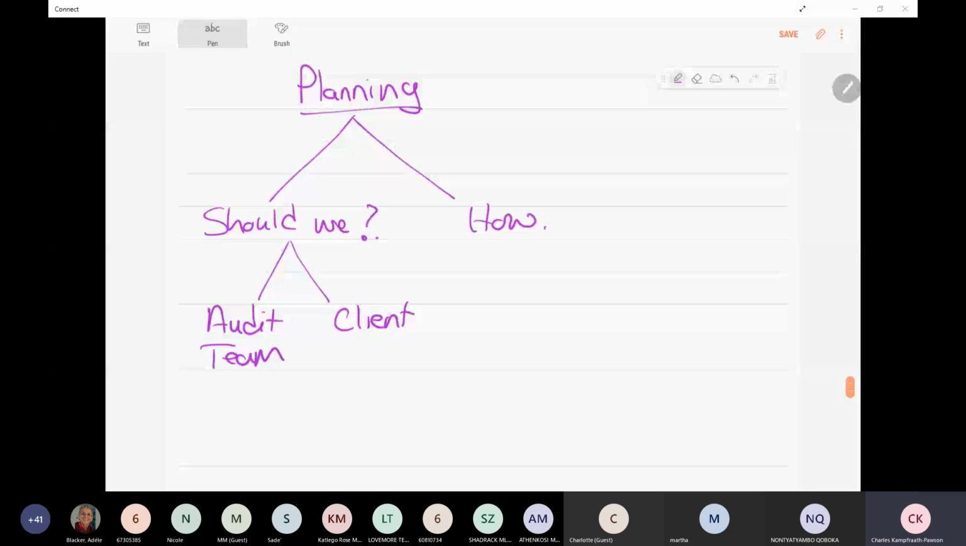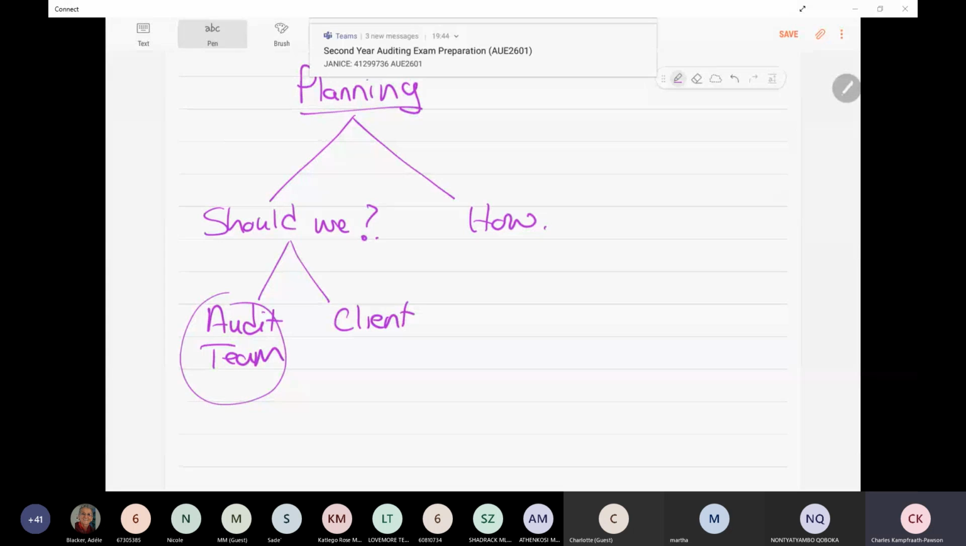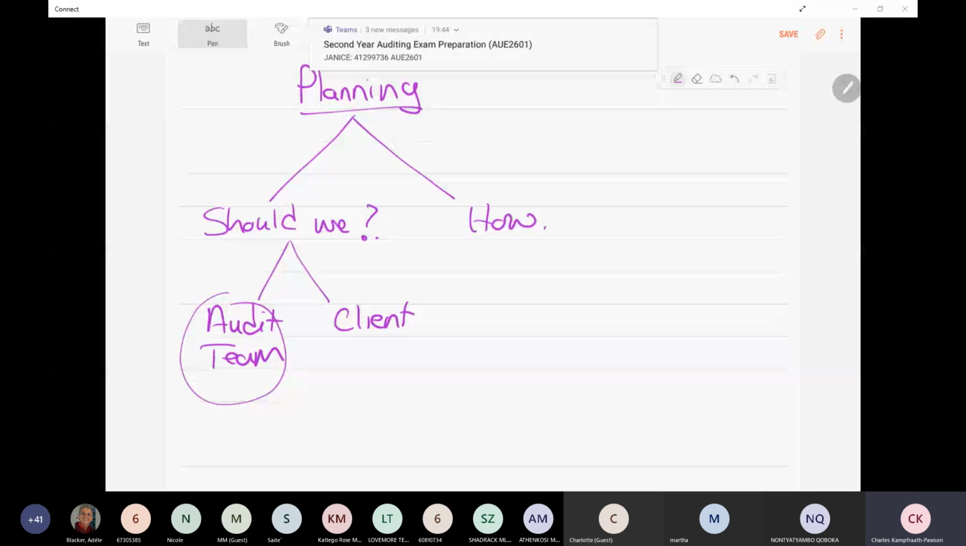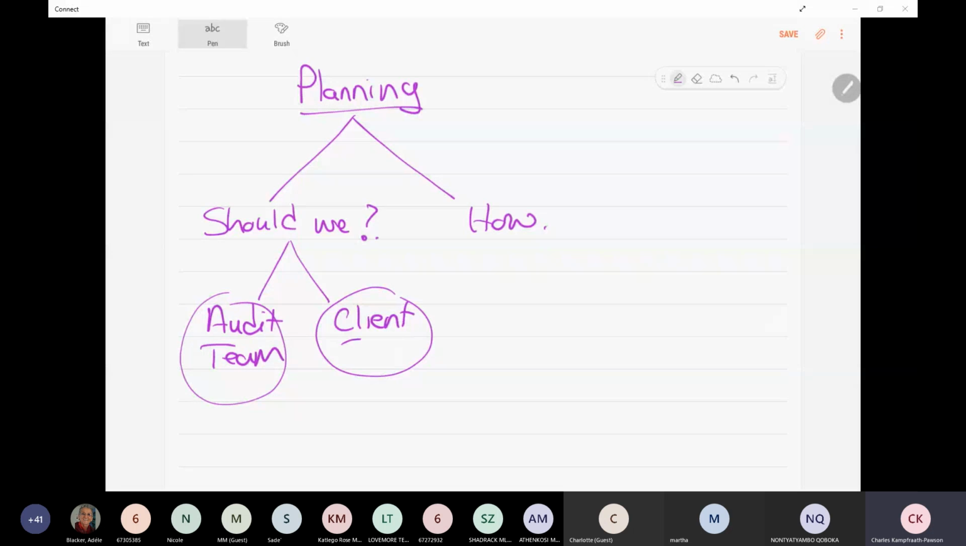So if we look at the audit team, we must make sure that we are the right auditor for the client. In other words, do we have the necessary skill? Do we have the necessary ability? Do we have the necessary resources to perform this audit in a manner that would be reasonably expected from us? Secondly, and there are lots of considerations in that, I'm just paraphrasing here, the second part is the client. Do we want to be associated with the client?